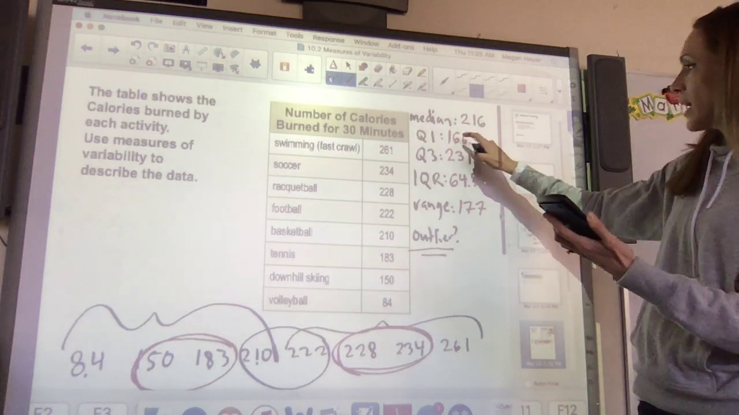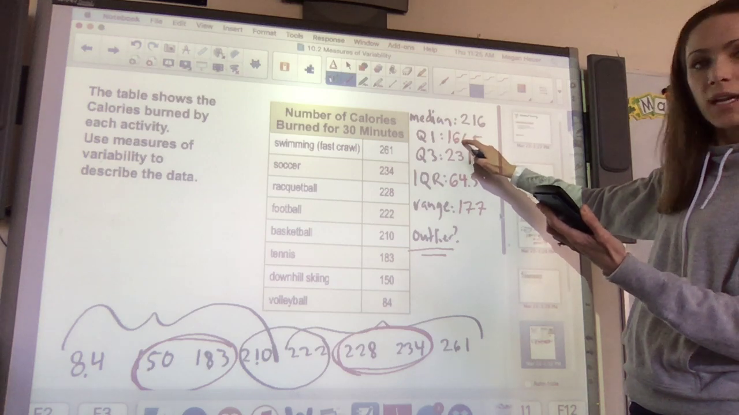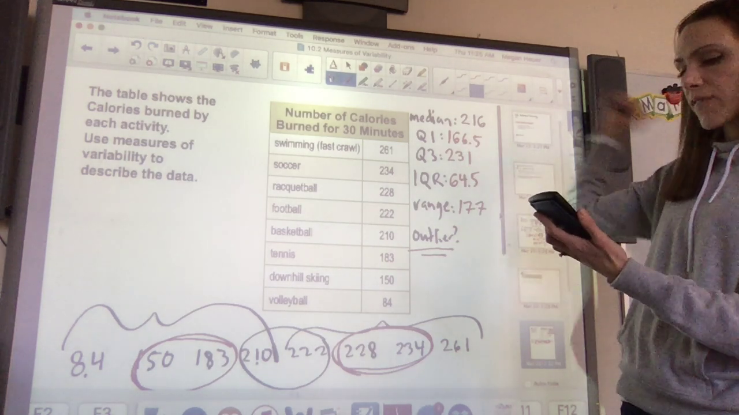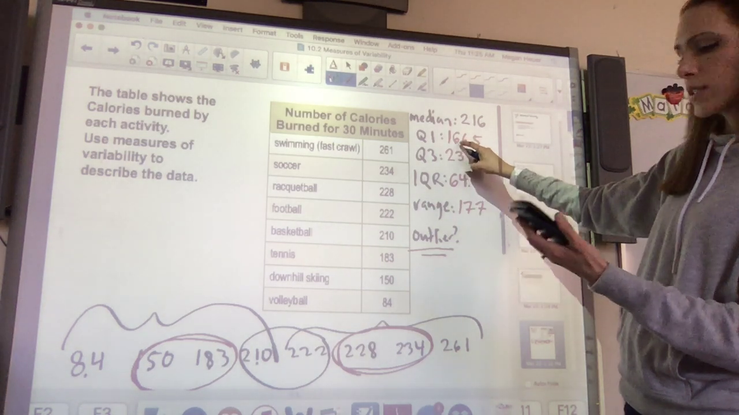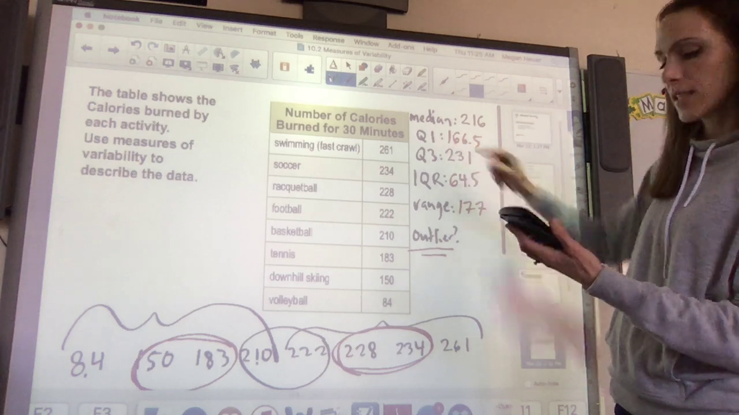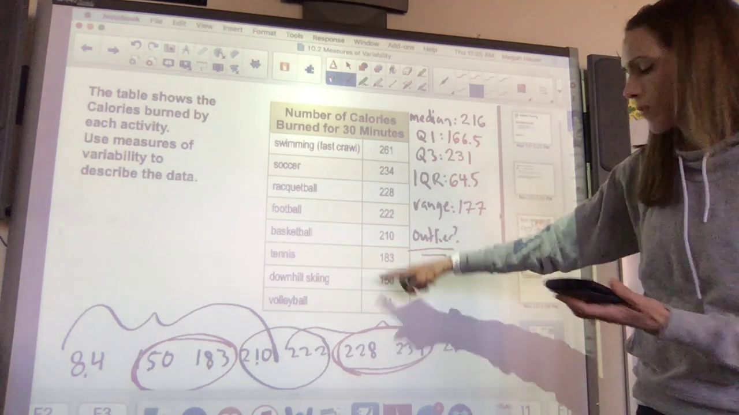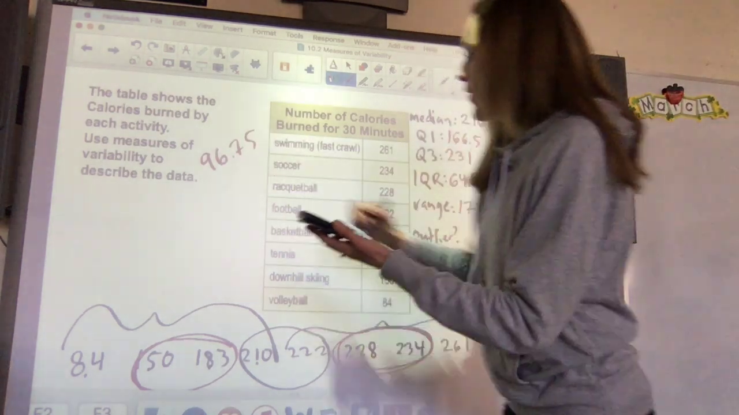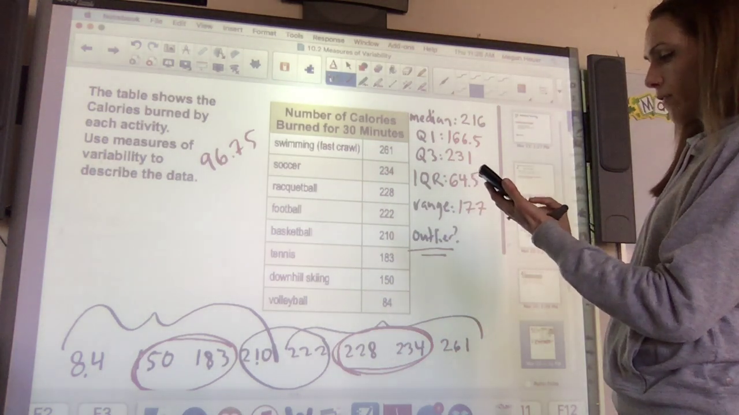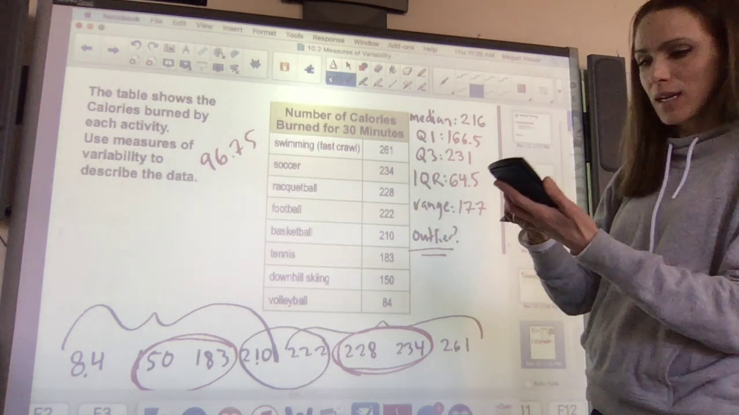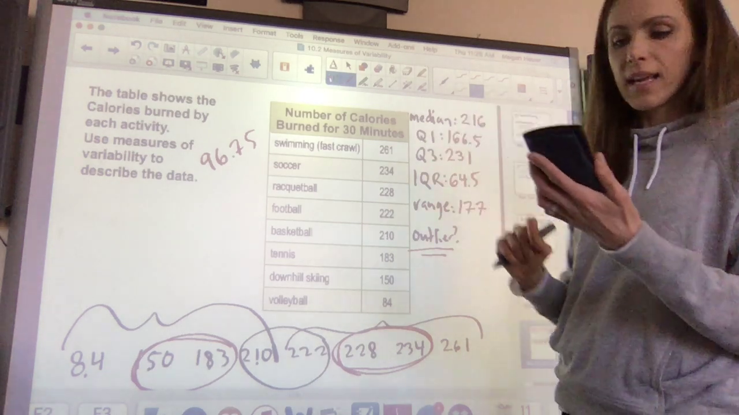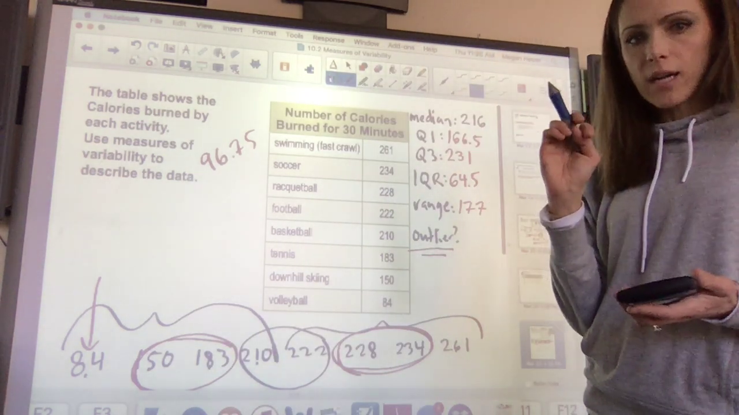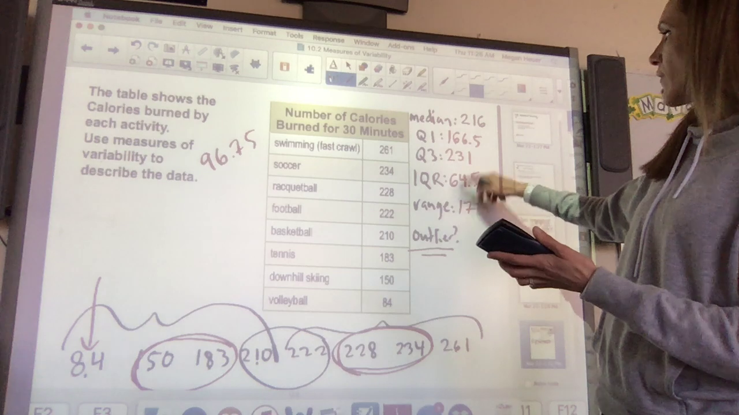So then I have to subtract it from Q1 and see if there's anything outside of that. I'm going to add it to Q3 and see if there's anything outside of that. Well, 166 minus 96 is going to be in that range, right? If I do 166.5 minus 96.75, I get 69.75. That's lower than that, so I'm okay. No outlier on the lower end.